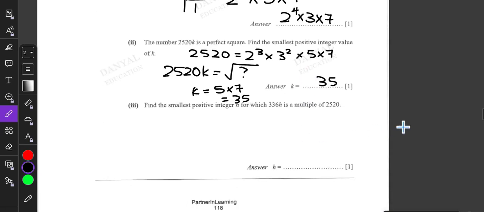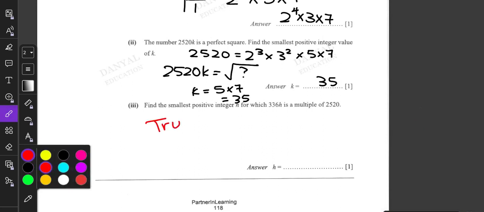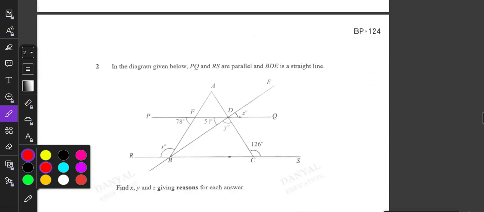Okay, next one, find the smallest positive integer h for which 336h is a multiple of 2520. This one, please try yourself. Okay, next one.